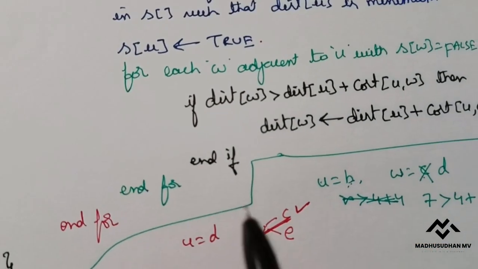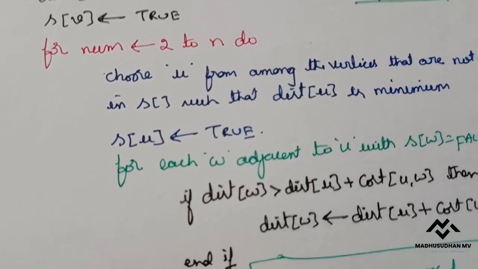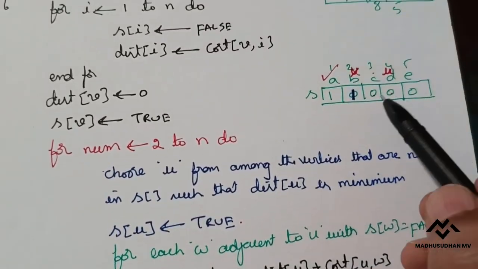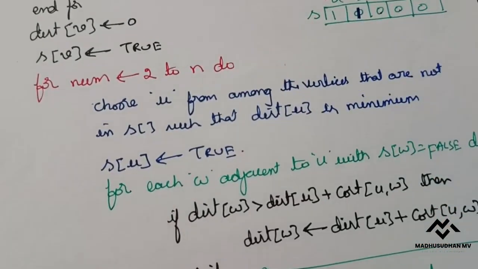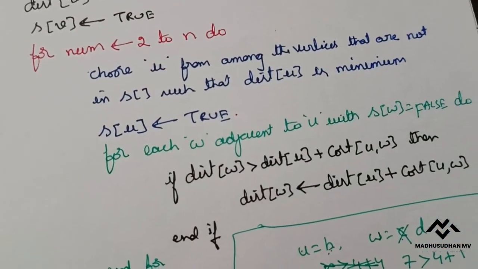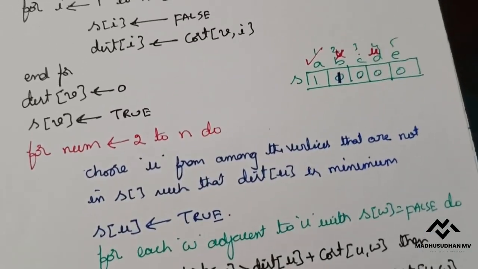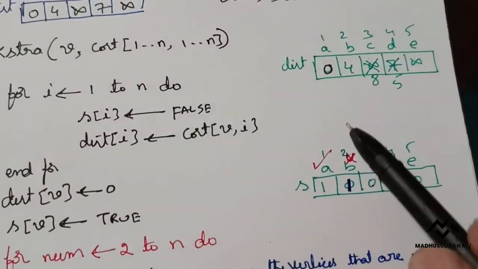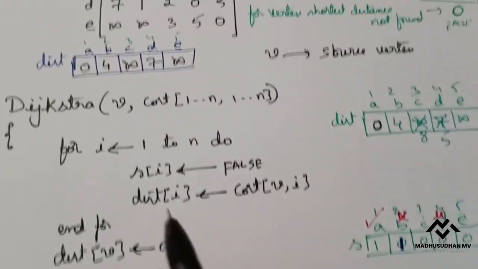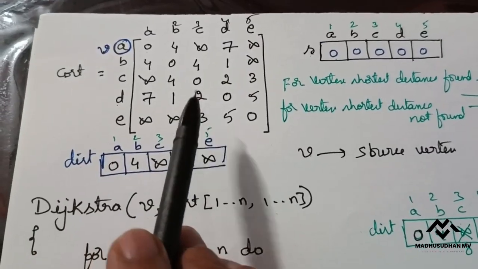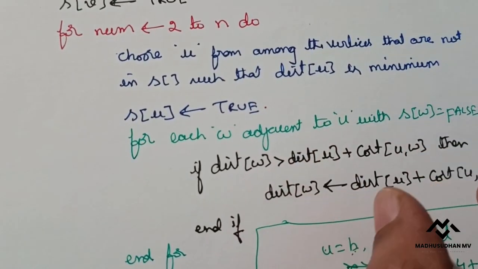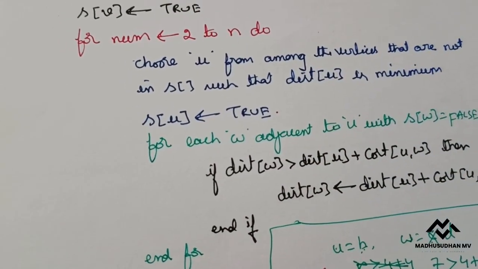Now again the same condition. Distance of W, distance of C. Distance of C is what? 8. I checked in the S distance. Distance of C is 8, greater than distance of U, where U is D. Distance of D is 5 plus cost of U comma W, that is D comma C, which is 2. 8 greater than 7, true. This condition is true, so it comes inside. 7 only I am assigning as distance of W.